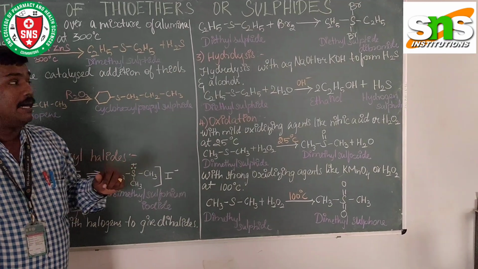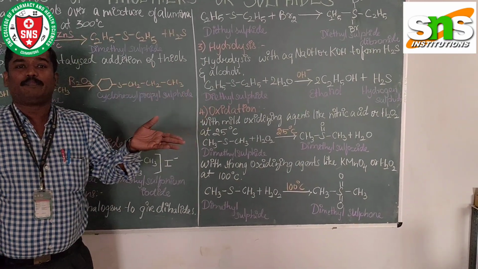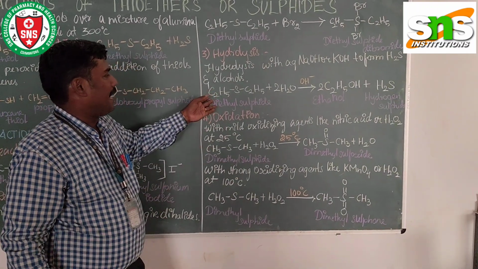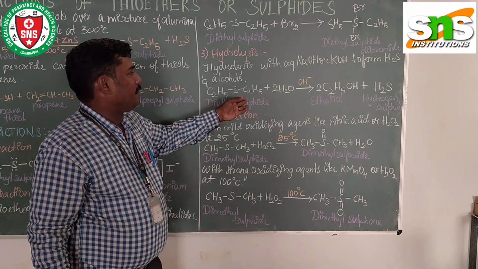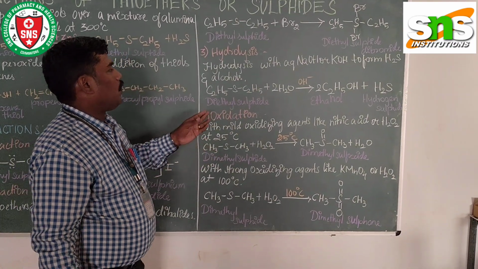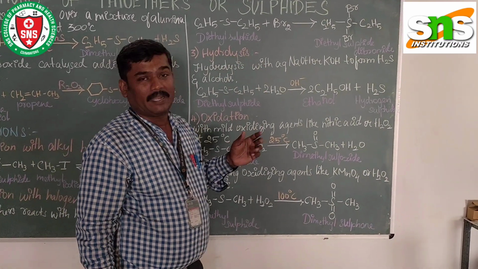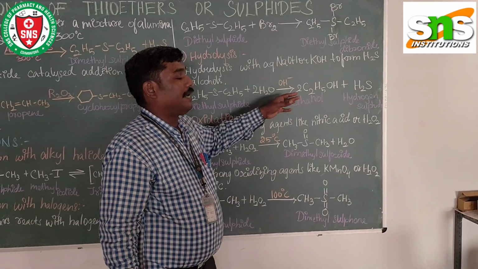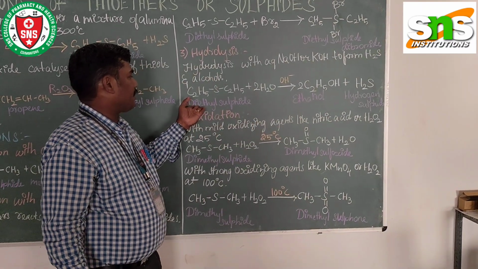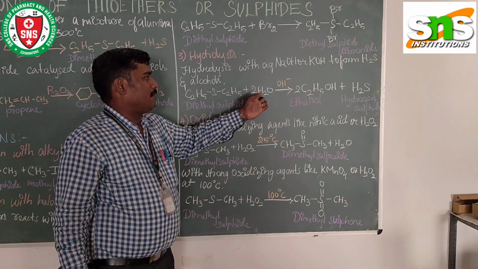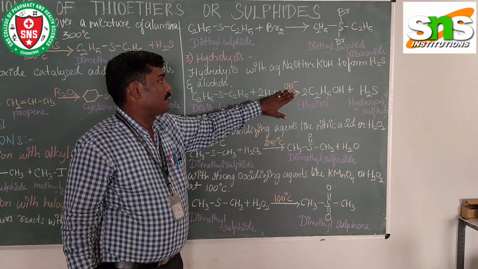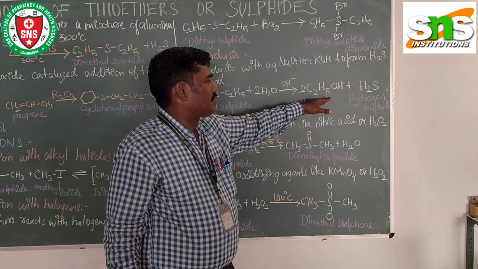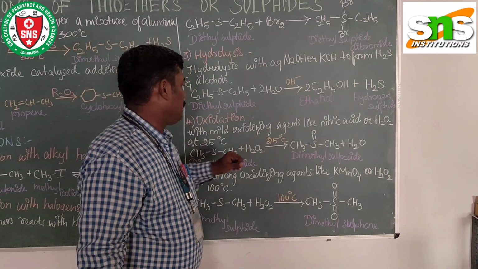Then the next reaction will be hydrolysis. We know what is meant by the term hydrolysis: it is addition of water. So here also we are adding water to diethyl sulfide in the presence of aqueous sodium hydroxide or potassium hydroxide. That will give the product hydrogen sulfide, and alcohol will be formed. A water molecule will be added, and this reaction is carried out in the presence of a base such as sodium hydroxide or potassium hydroxide. 2C2H5OH will be formed with the elimination of hydrogen sulfide.